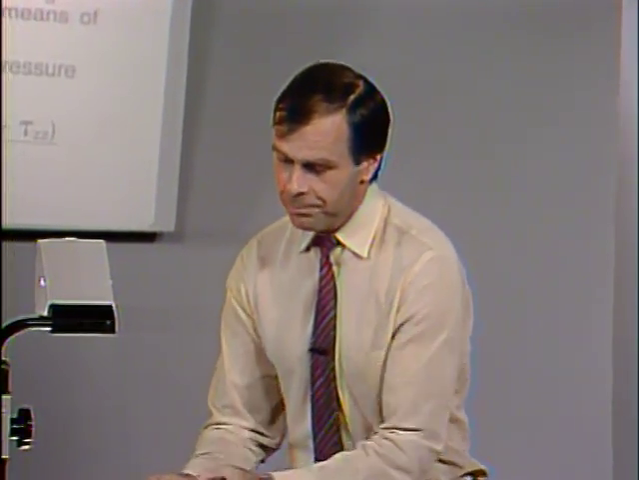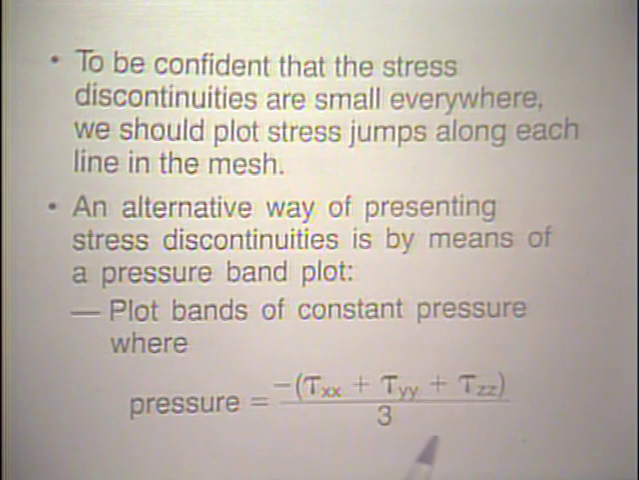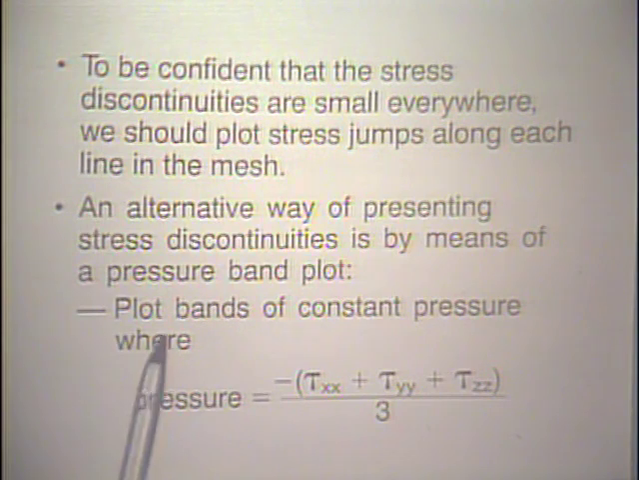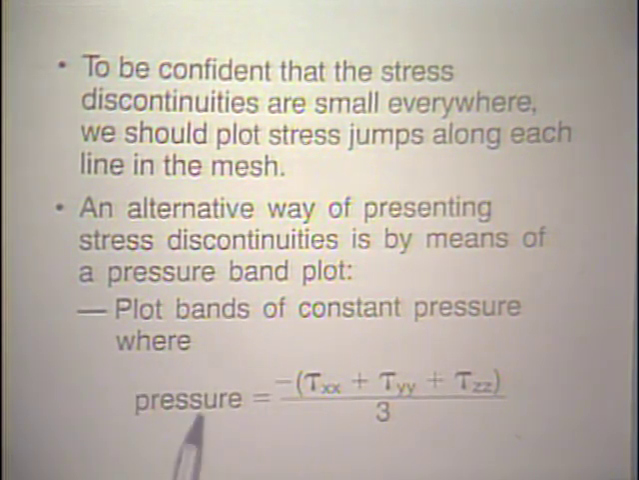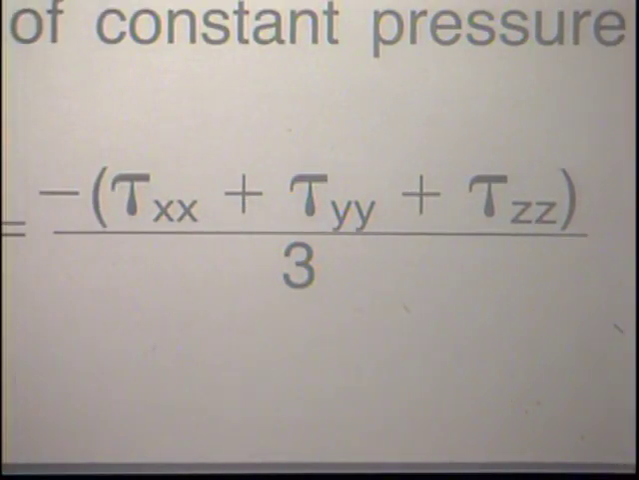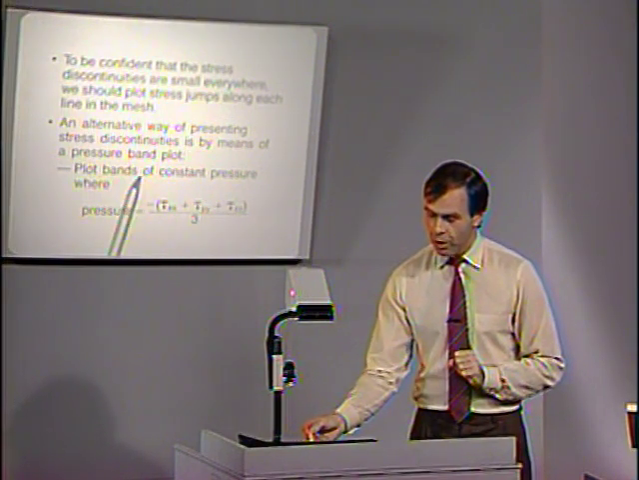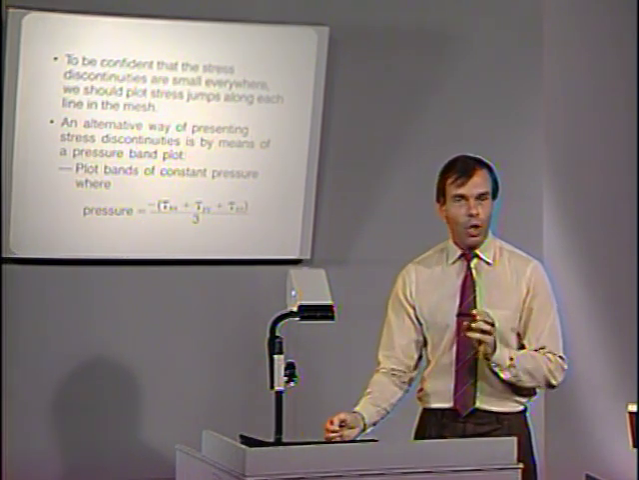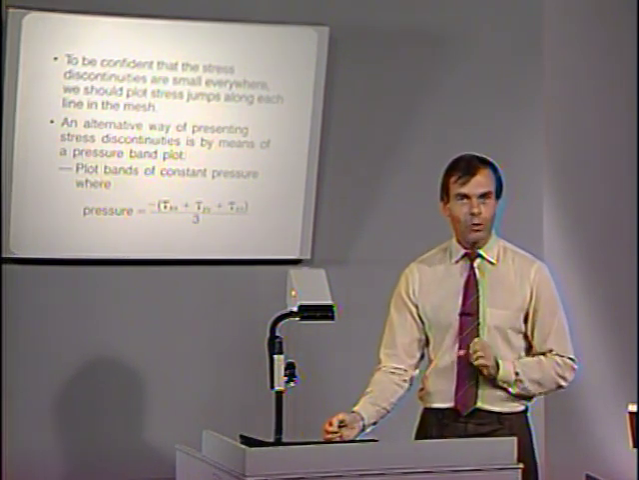Another, alternative way is to plot pressure bands. The pressure here, a scalar, is computed as shown here. And we can plot bands of constant pressure the way we already have discussed it in an earlier lecture. Notice, because this is a scalar, it can be used very nicely to plot these bands of constant pressures. Of course, we could also have used here, say, an effective stress, which is also a scalar, and we could plot bands of constant effective stresses.